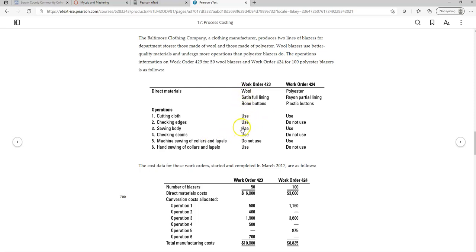Let's see, checking edges: work order 423 will use that operation, but we do not need that operation or that department or that process for work order 424 for our polyester blazers. Sewing body, both types of blazers will use that. For checking seams, we do that with wool blazers, but we do not check seams with polyester blazers. What about the machine sewing of collars and lapels? Well, we don't do that with wool, but we do that with polyester blazers. And then finally, hand sewing of collars and lapels. We use that for wool blazers, but we do not use that for polyester blazers.